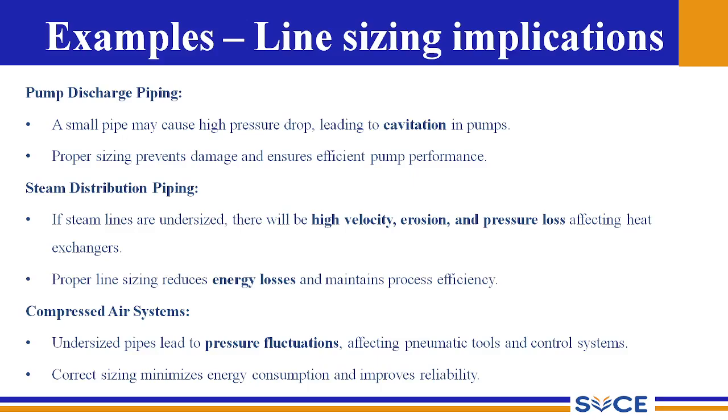In the case of compressed air systems, there might be pressure fluctuations due to undersized pipes. This will affect the pneumatic tools which depend upon compressed air for their operation, and pneumatic control systems also depend upon the compressed air systems. So if there are pressure fluctuations, there might not be proper control due to the undersized pipes. The correct sizing will minimize the energy consumption, and it improves the reliability of the fluid transport. In the case of compressed air systems, the fluid will be air.